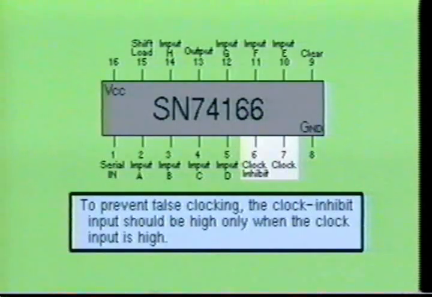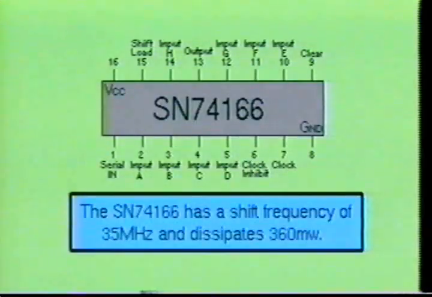During the parallel loading operation, clocking is accomplished on the rising edge of the clock pulse through a 2-input NOR gate. The 2 inputs on the NOR gate are labeled clock and clock inhibit. To prevent false clocking, the clock inhibit input should be high only when the clock input is high. The SN74166 has a shift frequency of 35 megahertz with a power dissipation of 360 milliwatts.